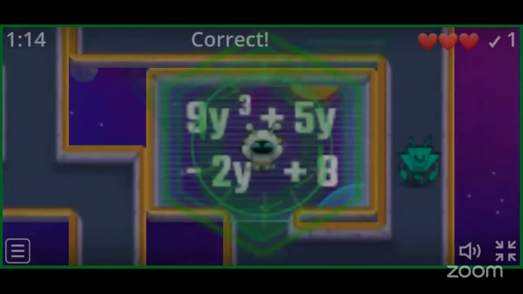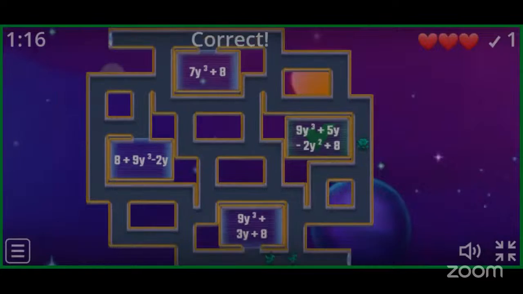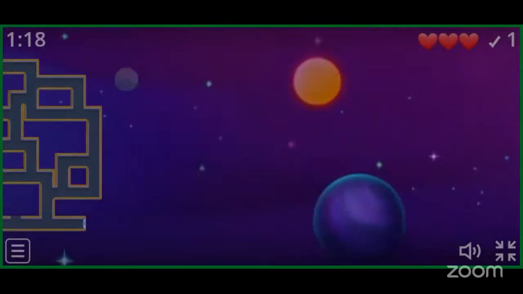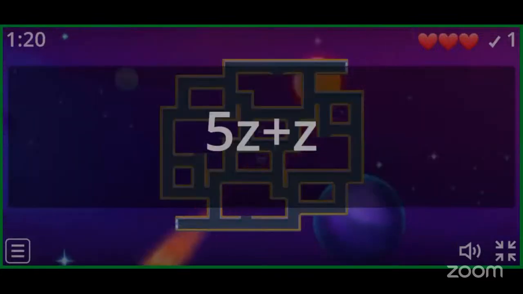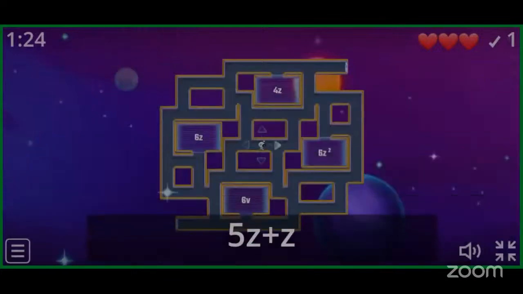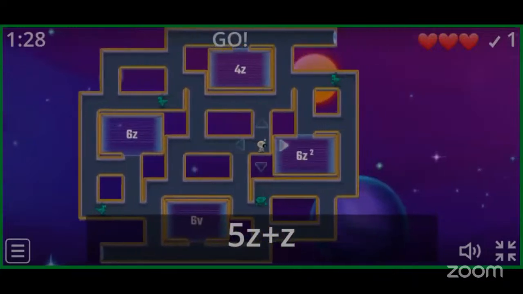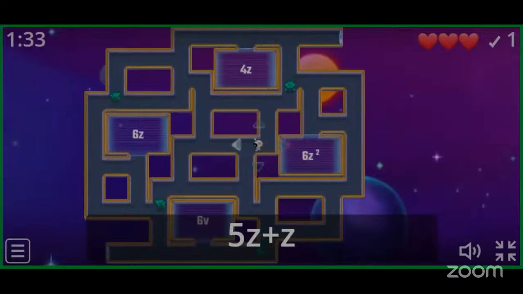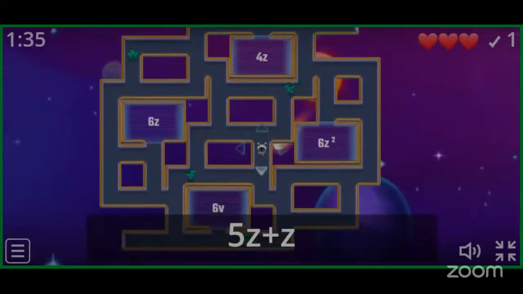Okay, so it's the same answer. If there was another y cubed, we could take away from that. If there was another y squared, we could take away from that or add to it. If there was another y, just a number of y, we could then collect that together. But because they're all different and the number doesn't have anything to do with y, we can't simplify it.